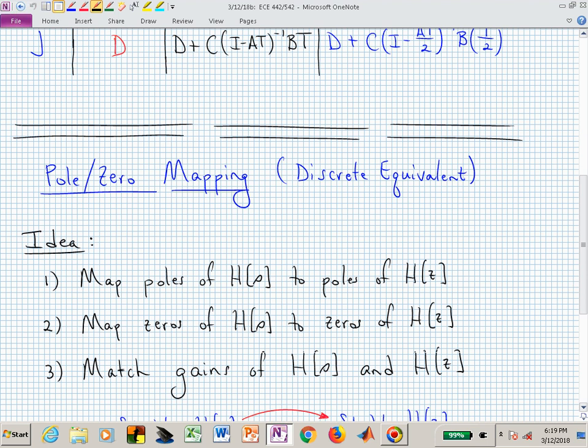Here's the strategy, or here's the idea. We map poles of H of s to poles of H of z. We map zeros of H of s to zeros of H of z, and those could be finite and infinite zeros. And we match the gains. Low frequency gains if it's a low frequency transfer function, high frequency gains if H of s is like a high pass filter. If it's a band pass, maybe we match the gains at a particular frequency value in the pass band.